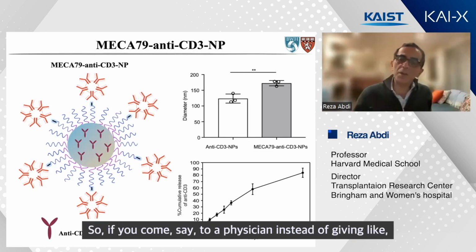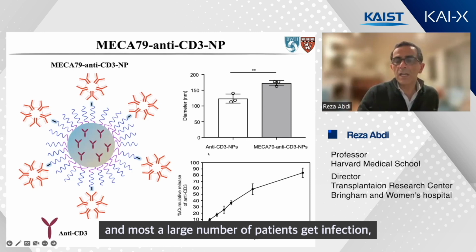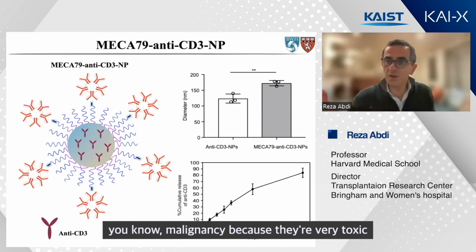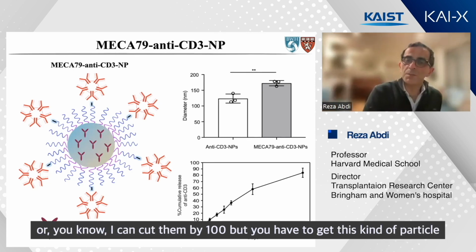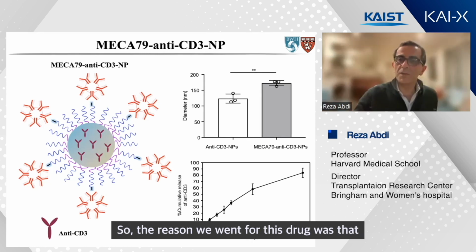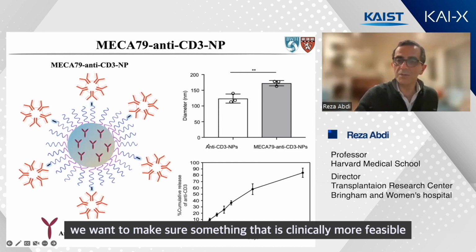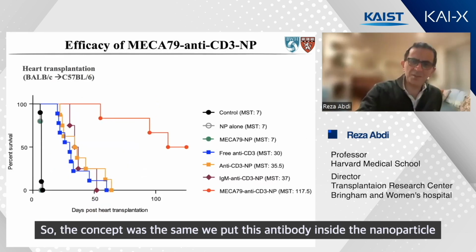So if you come, say, to a physician, instead of giving, I don't know, 2 milligram per kg of this drug, and a large number of patients get infection or malignancy because they're very toxic, I can cut them by 100%, but you have to give this nanoparticle only 3 times. It's clinically feasible. So the reason we went for this drug was that we want to make sure it's something that is clinically more feasible. So the concept was the same.